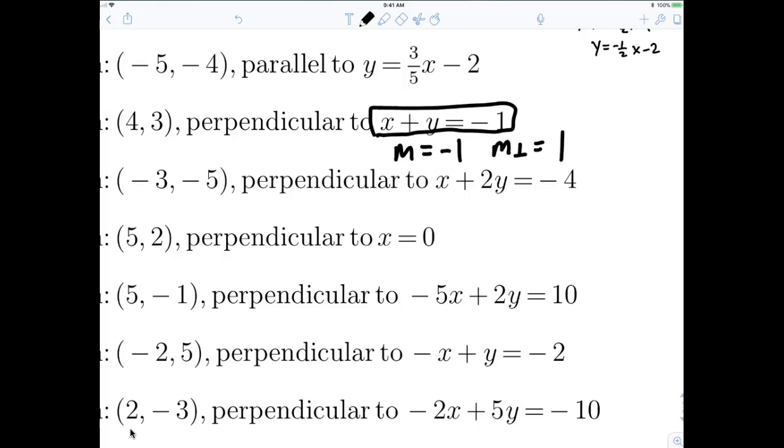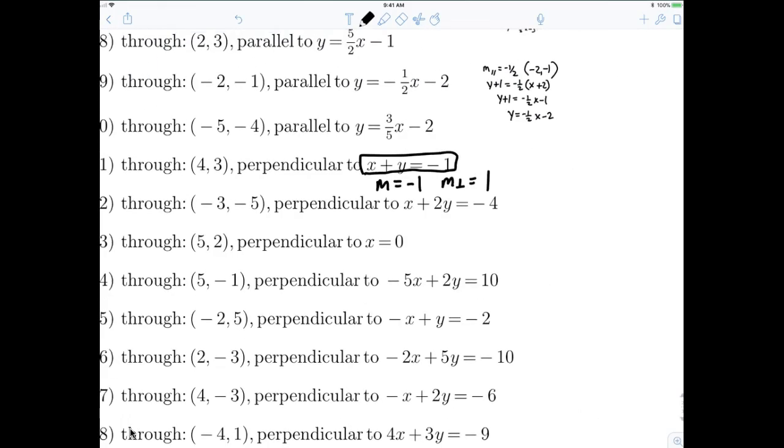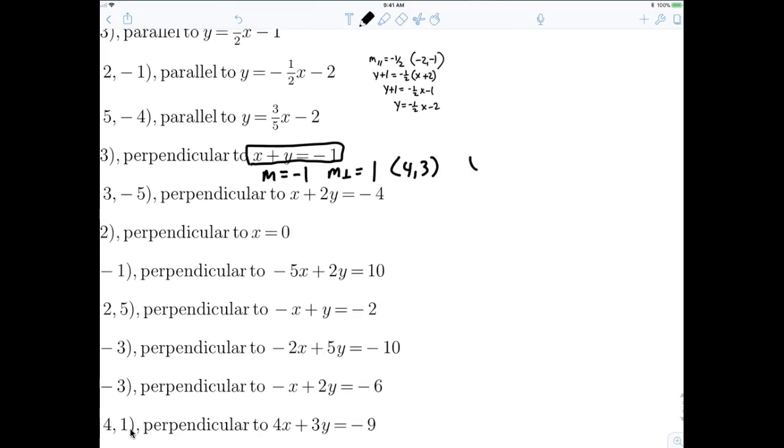Slope of the perpendicular is 1, and it's going through the point (4, 3). So Daniel, go ahead. y minus 3 equals 1 times x minus 4. Beautiful. Finish it off. y equals 1x minus 1. Perfect.